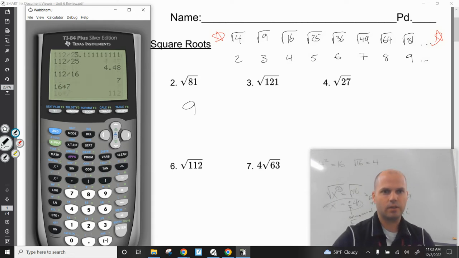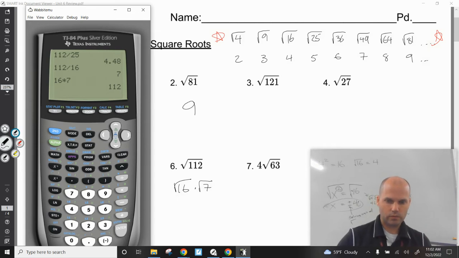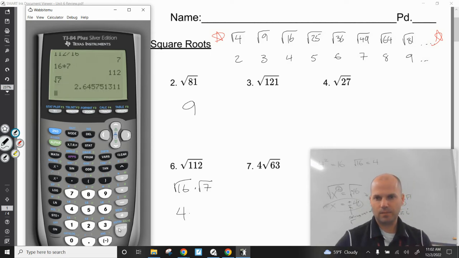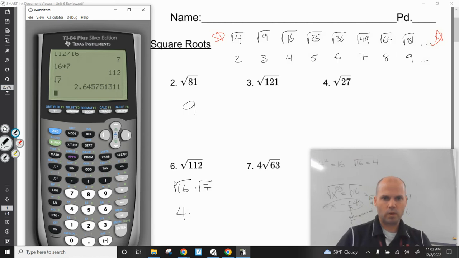16 times 7 is 112. Root 16 times root 7 is root 112. The square root of 16 is 4. These numbers show up after you're taking square roots of them. The square root of 16 is 4. The square root of 7, I have no idea what it is. It's this decimal. There is no number that can be divided into 7 so that we can simplify 7. So 4 is the square root of 16. We keep the square root of 7.